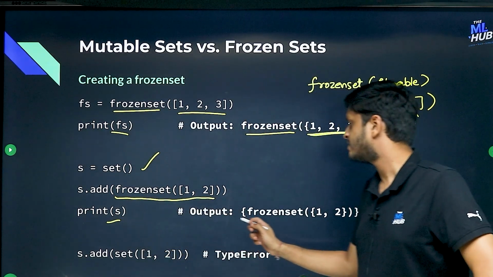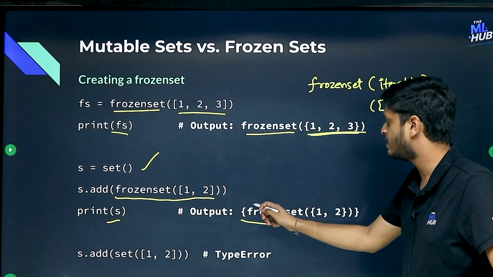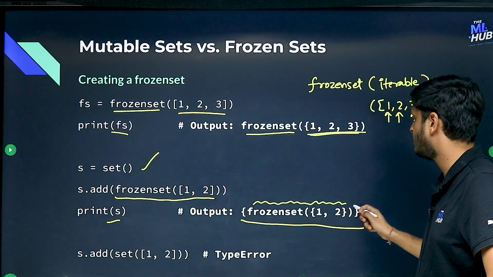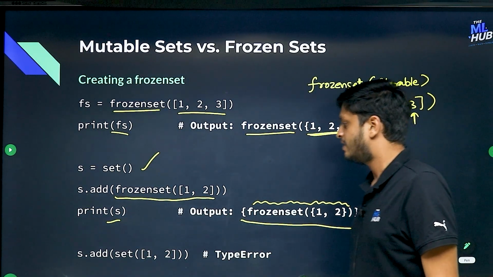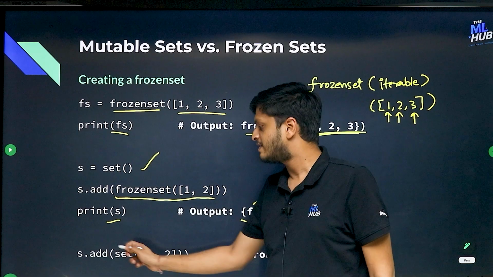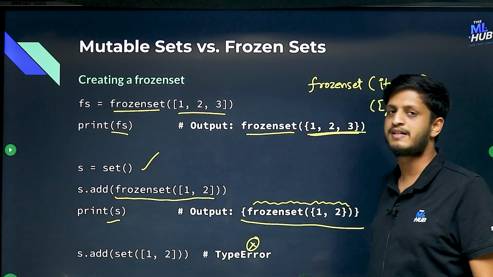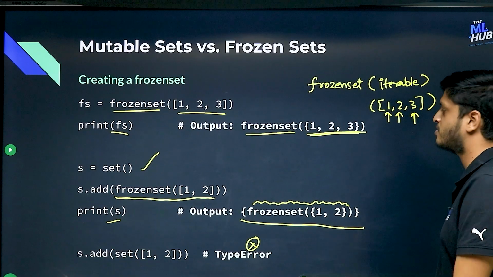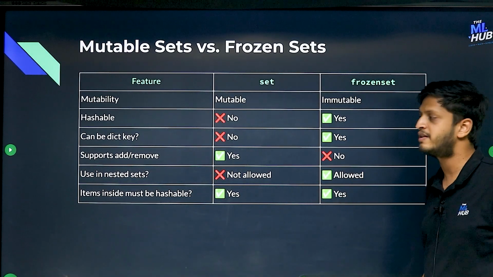So if you print S, you will see a set containing a single element, which is a frozen set containing elements 1 and 2, okay. But if you try to add a normal set inside a set, you will get an error. You cannot add a set inside a set because set is unhashable, okay. So this is what frozen sets are. So this is the difference between the set and a frozen set.